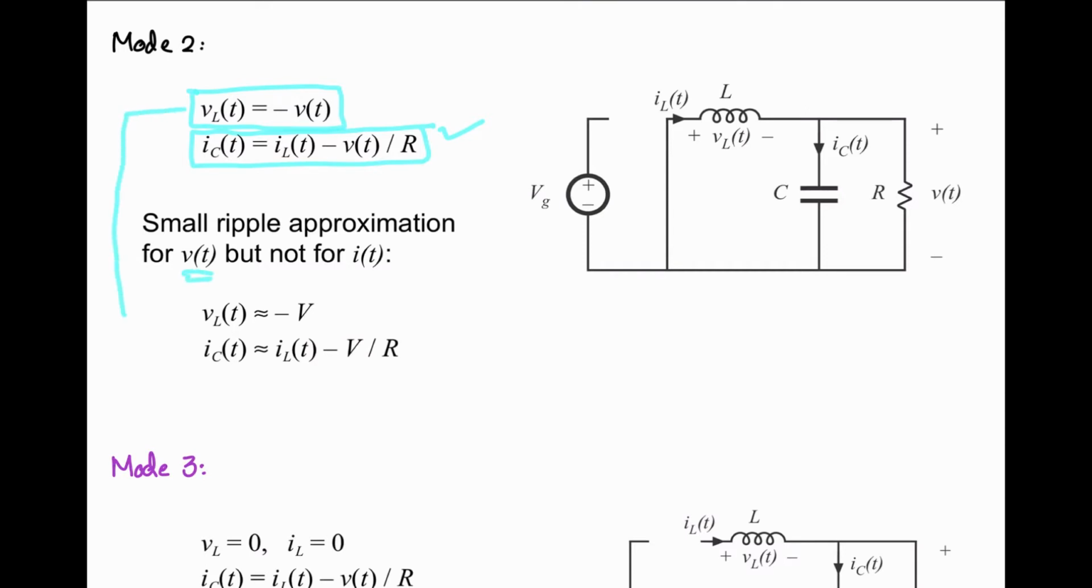VL can be written as minus V, right? And for the capacitor, it will be equal to IL minus V by R. We are just applying the small ripple approximation for the capacitor voltage. We are not applying it for the inductor current because we are discussing the DCM. In the discontinuous conduction mode, the average value of the current is very small and delta I is quite large. So we are not going to apply small ripple approximation over the current. We are just applying it over the voltage.